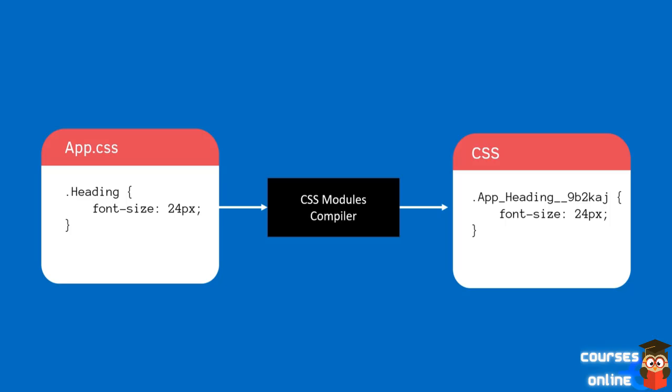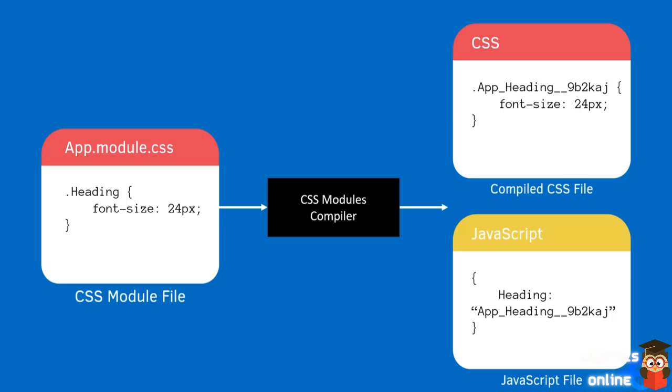So just to reiterate, whatever classes we write in the CSS module files are converted to local or unique classes, and this unique class is created by combining the file name with the class name and a random hash value. So how would you write the class name in JSX code? Would you write app underscore heading underscore the hash as the class name? No, you wouldn't. The CSS modules compiler also creates a JavaScript object where all the original classes are mapped to the modified names. This object is what we will be using inside our components to add classes to React elements.